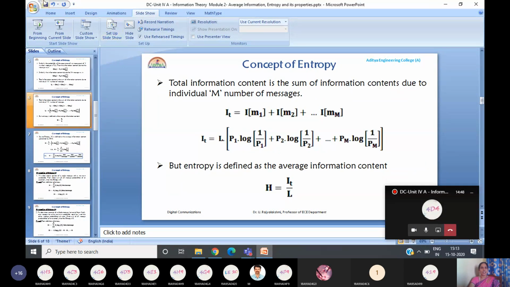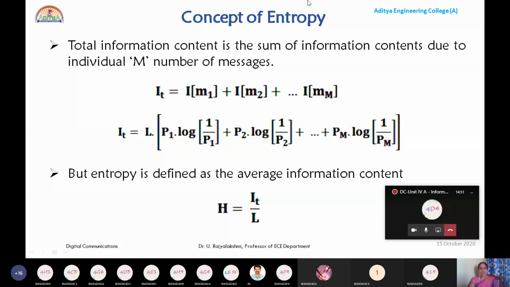We substituted the values of I of M1, where I of M1 is P1 into L multiplied by log 1 by P1, plus P2 into L multiplied by log 1 by P2, plus so on, plus Pm into L multiplied by log 1 by Pm. Here in the series, the common value is capital L, that is the bit length, sequence length. Now the entropy, you know the definition for entropy as the ratio of total information content to the total length of the sequence. So H is equal to IT by L.